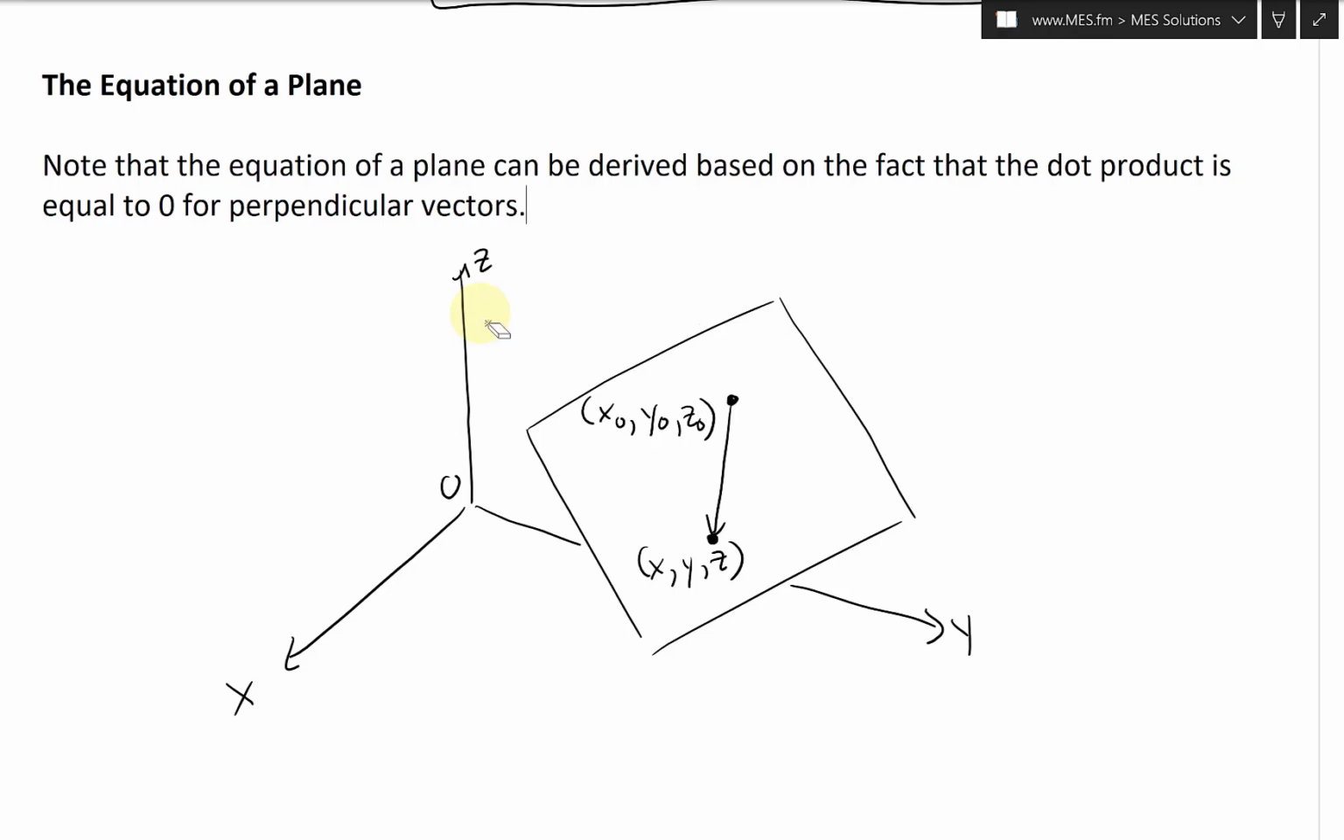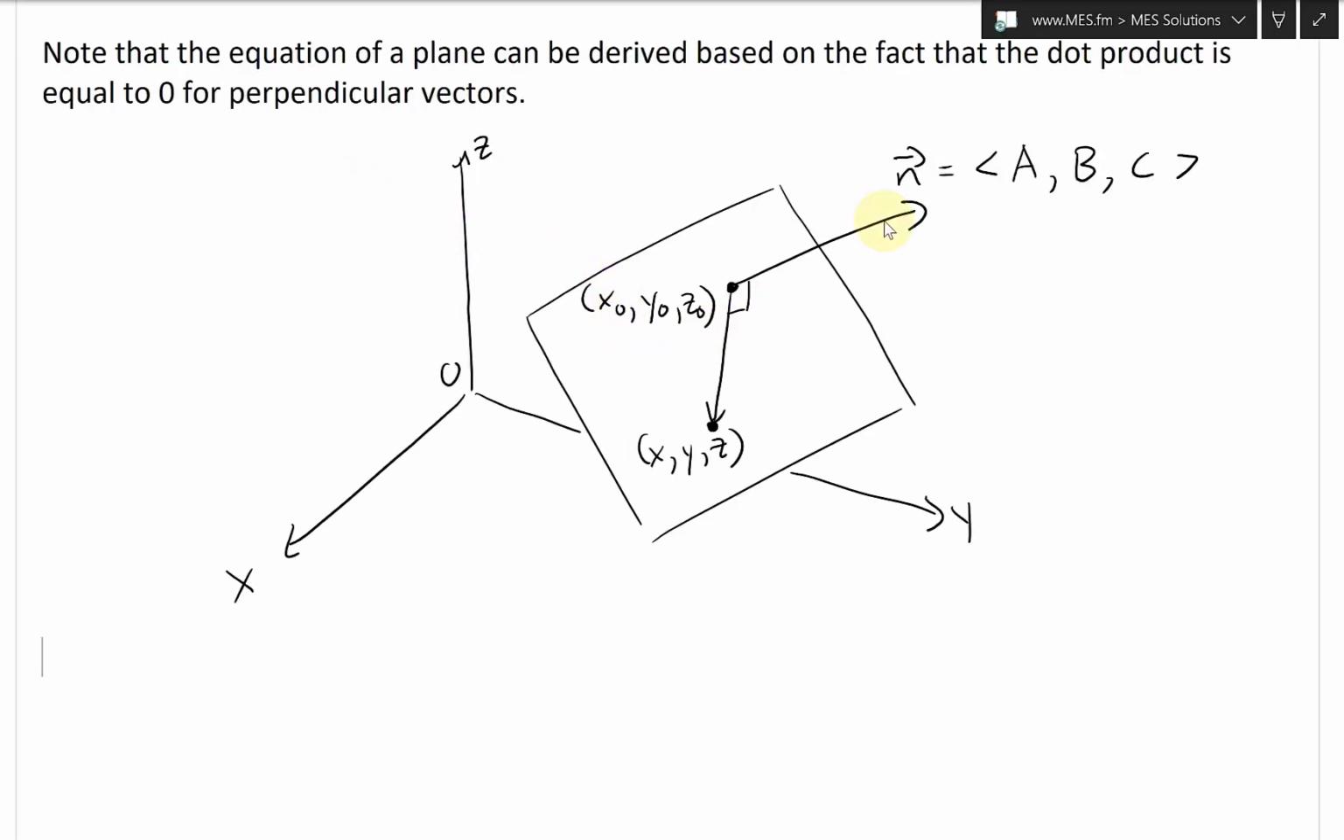So now what we'll do is use the fact that the dot product is equal to 0 for perpendicular vectors. If we take a vector perpendicular to this plane, like this, and we'll call this n, the normal, or perpendicular to it, and let's say this has the components capital A, capital B, and C, like that.